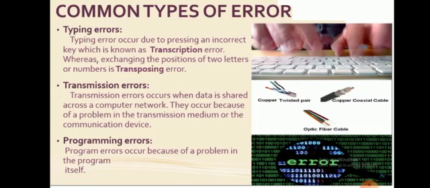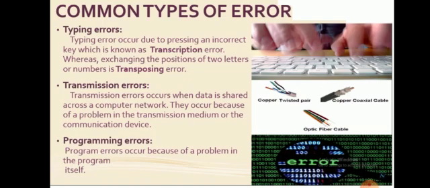What is a digital form? 0 or 1. Analog form is the wave or the signals. The result is poor output because the wrong data is received by the other computer, and this is known as a transmission error. Now the third one is programming errors.